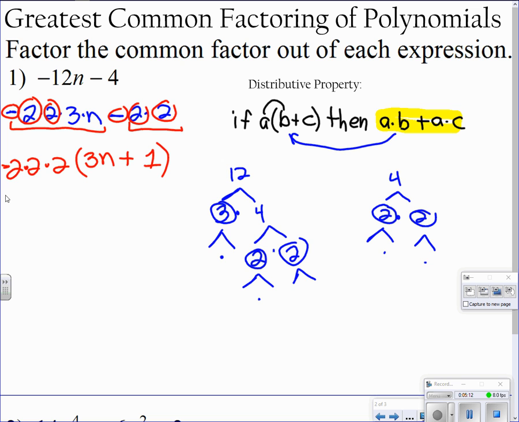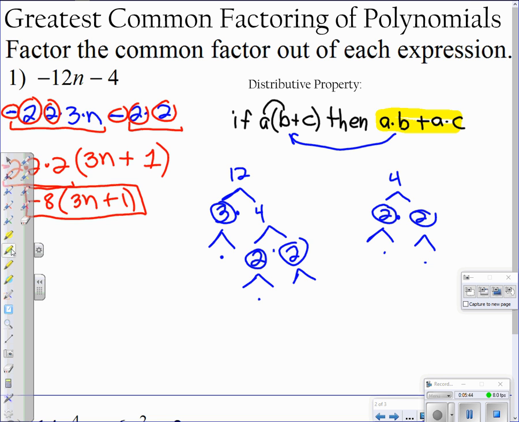Now multiply this. 2 times 2 will give me 4. 4 multiplied by 2 will give me 8. So this is negative 8 parentheses 3n plus 1, and that is my answer. In a way, they gave you the answer. It is your job to find out what the question was. In this particular case, they gave me that problem, and when you factor it using the greatest common factor, this will be your answer. That is the answer.